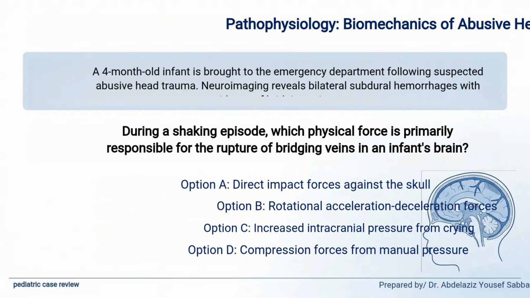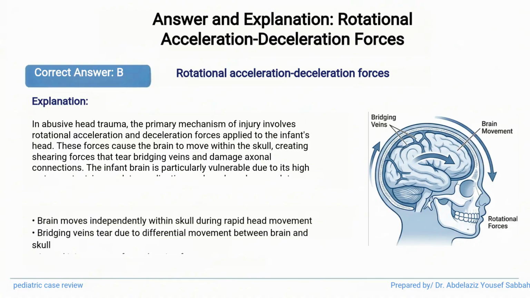Option A, direct impact forces against the skull. Option B, rotational acceleration-deceleration forces. Option C, increased intracranial pressure from crying. Option D, compression forces from manual pressure. The correct answer is option B, rotational acceleration-deceleration forces.